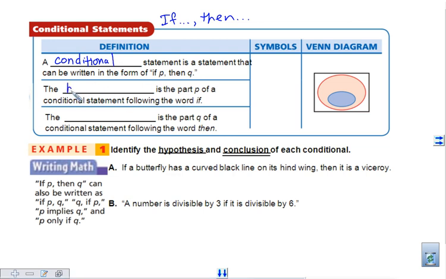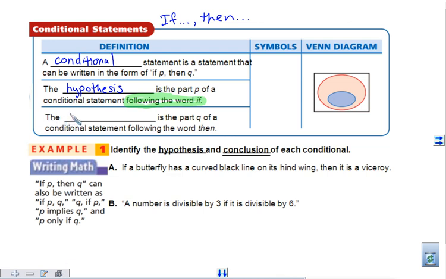Our first part is the hypothesis. Now this is not like science class. I don't mean an educated guess. I just mean that it's the first part of your conditional and it follows the word if. Your hypothesis always follows the word if. It may be at the beginning of your sentence or it may be in the middle of your sentence, but your hypothesis always follows the word if.